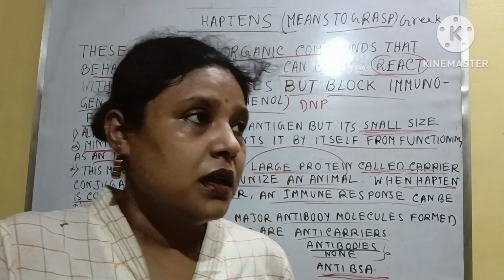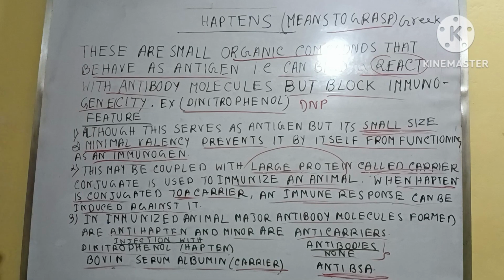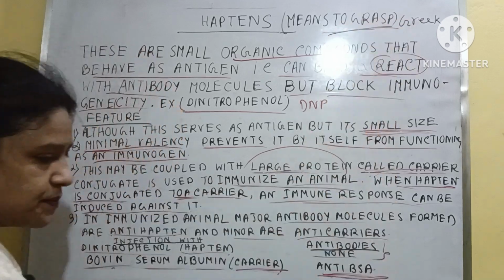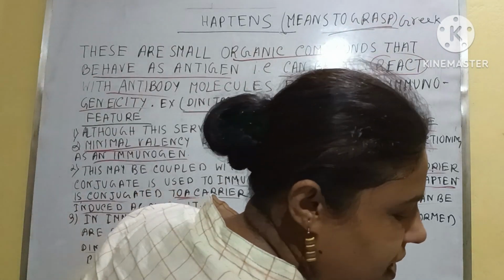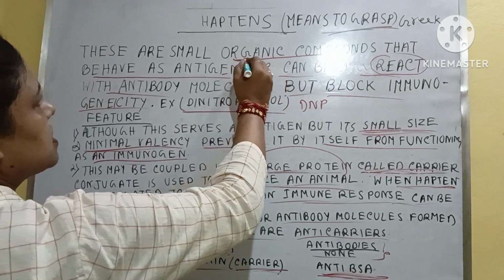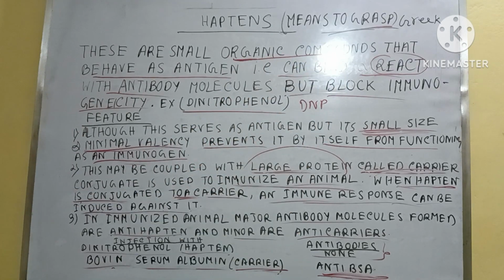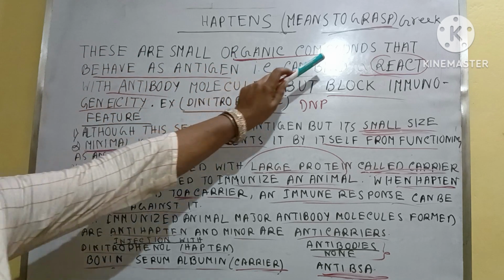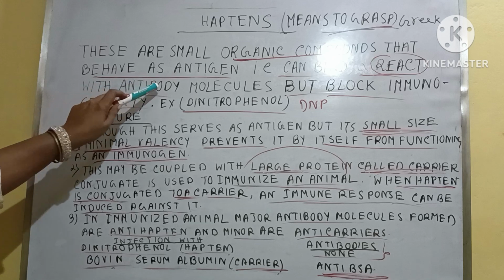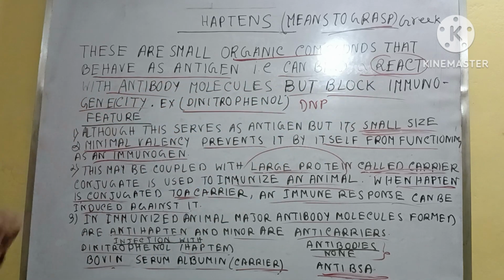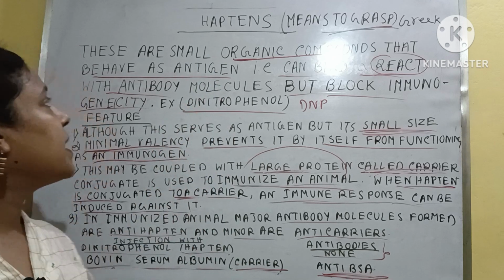Okay, so let's continue. That is the Hapten. Its Greek meaning is to grasp. And what is hapten? Hapten is the organic compounds. These are organic compounds that behave as antigen, that is, can bind and react with antibody molecules but block the immunogenicity. Okay. So what is saying here?